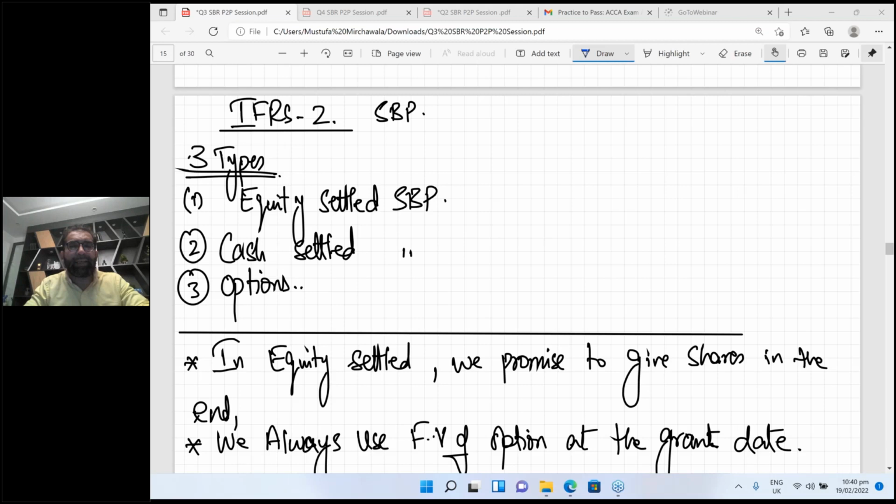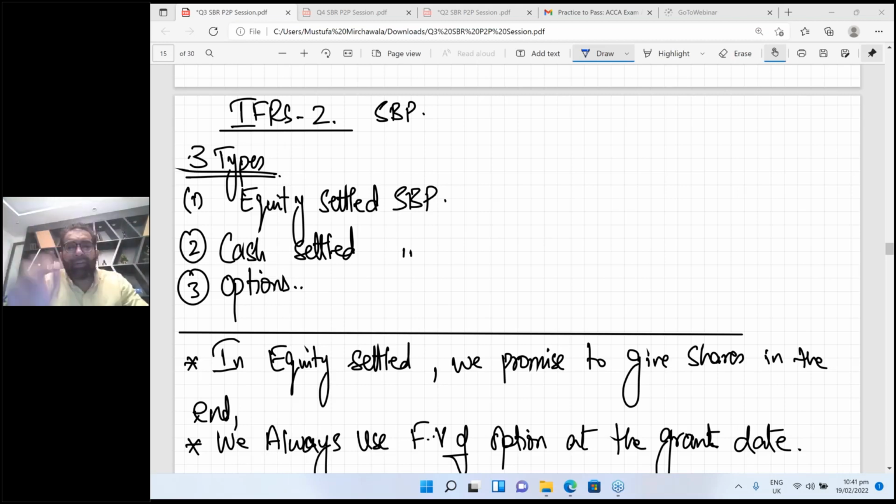In cash settled share-based payment, I will give a target to the employee that to stay with me 3 years, and after 3 years I'll give you cash equivalent to the market price of my own 10,000 shares. So this is also share-based payment but cash settled, because in the end I'll pay cash. And the third thing is options. Sometimes we give an option to our employee that in the end you can ask for cash or you can ask for shares.